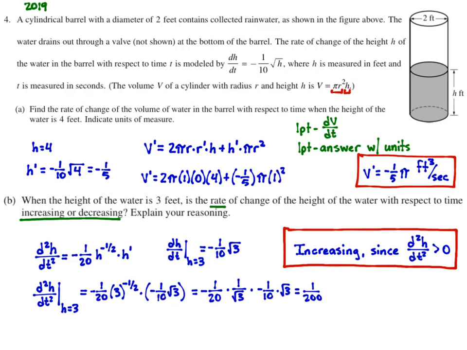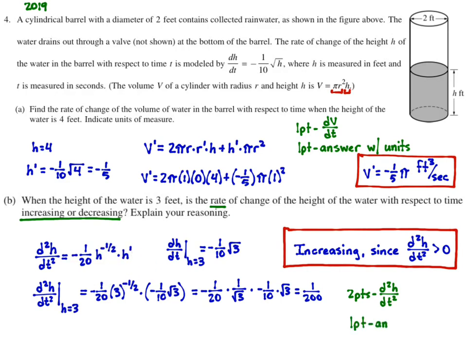As far as points go on this guy, you're going to get 2 points for the second derivative, so 2 points for this line here, and my guess is you would get 1 point if you just did negative 1/20 h to the negative 1/2, and you would get your second point when you multiply by h prime or dh dt, because they wanted to make sure you were doing this in respect to time.